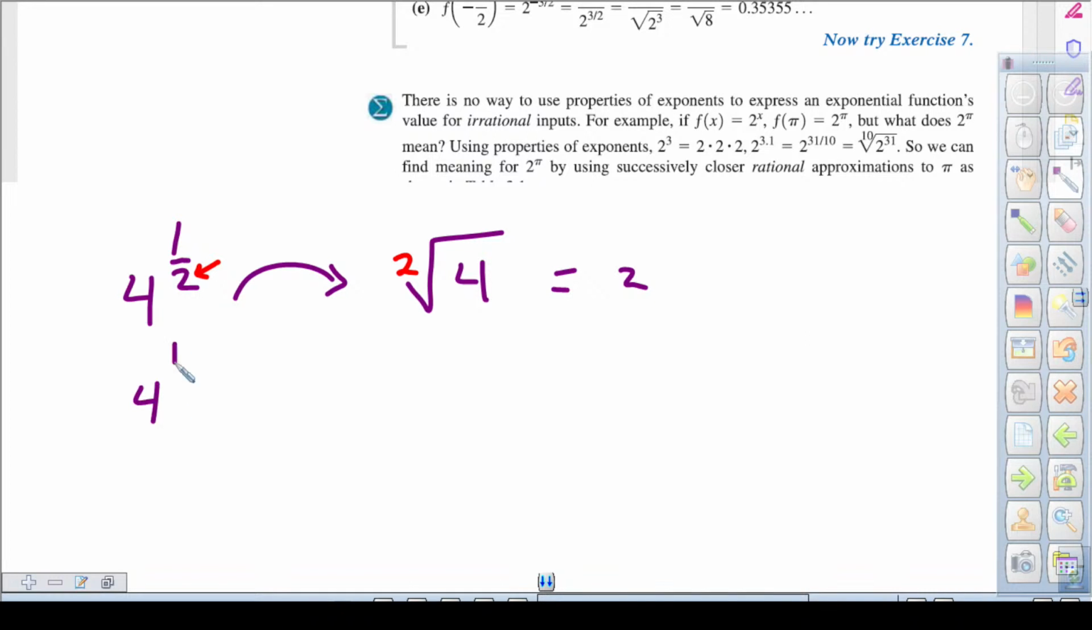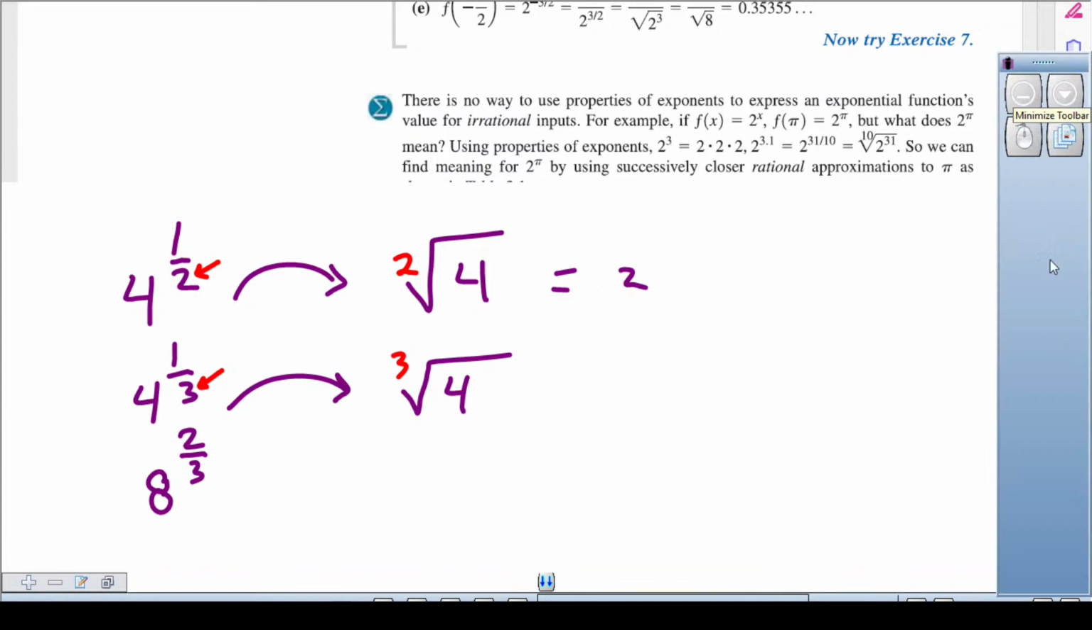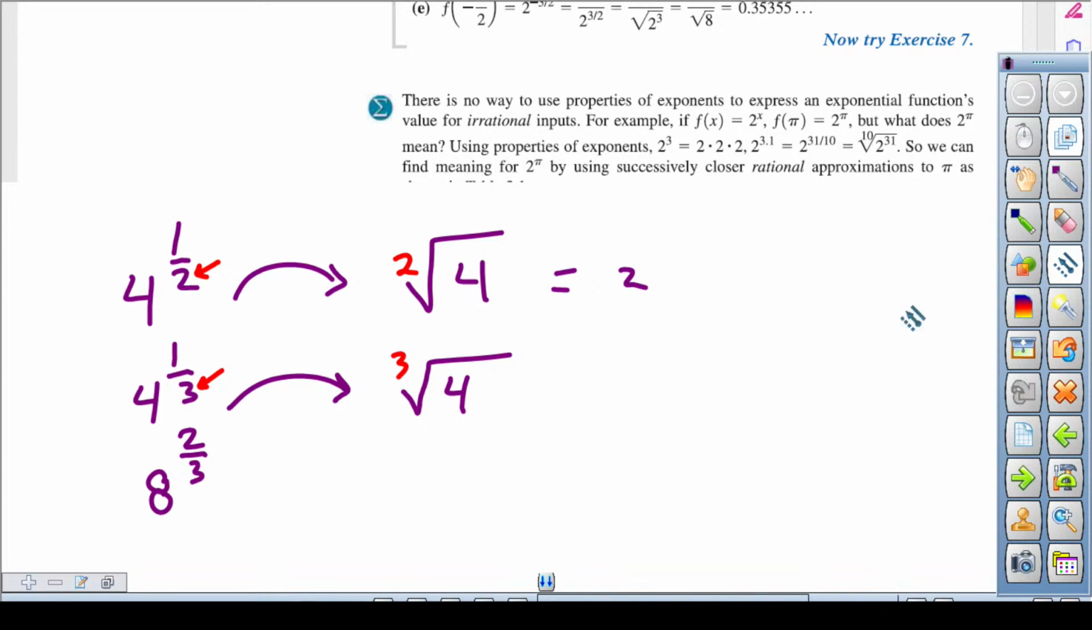4 to the 1/3. What kind of root do you think I'm going to have here? Exactly, it's a cubic root. This is a cubic root. And I have 2/3. Aha! What are you going to do? So I'm going to put some work on the side here. I like to do my work on the side.